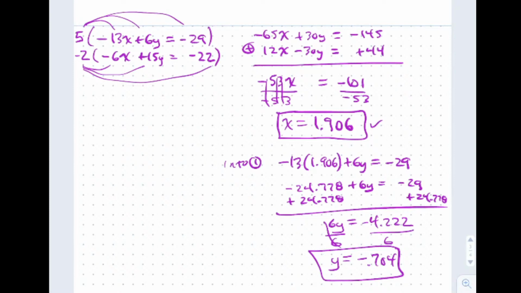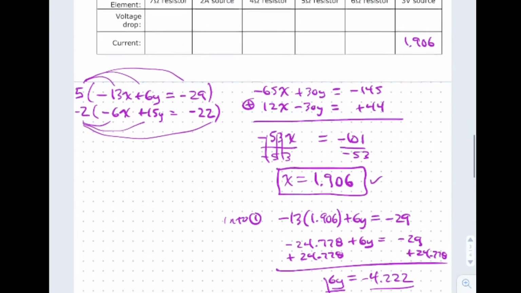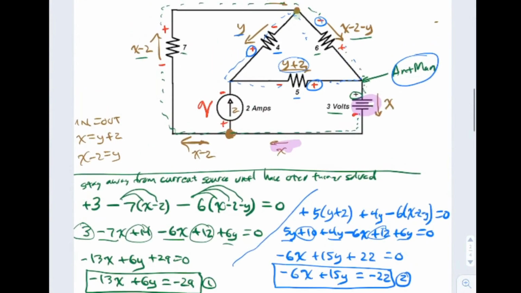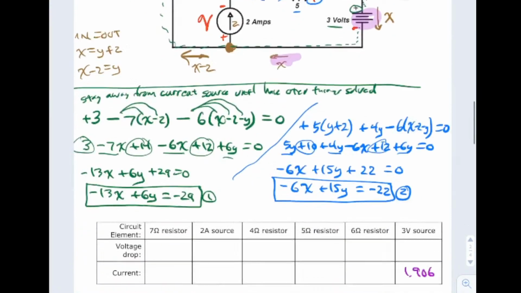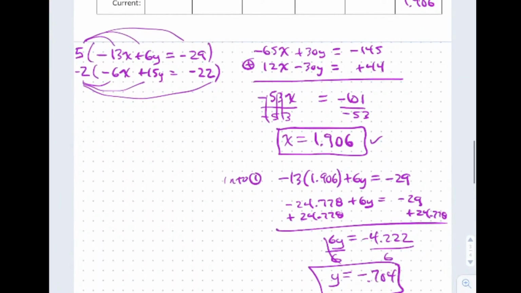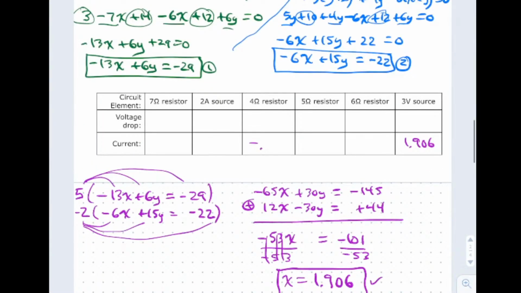Negative means the arrow's backwards. Okay, so I'm going to come back up to here. Where's my y? My y is here. It's going through the 4 ohm. So going through the 4 ohm is negative 0.704. Put the negative in the box because it's part of your answer.